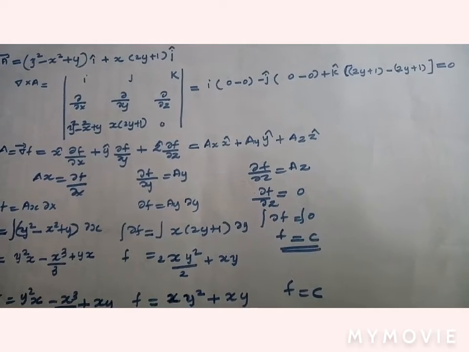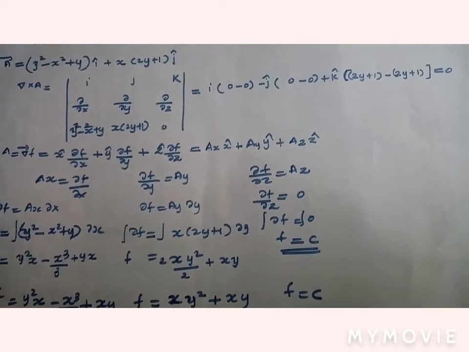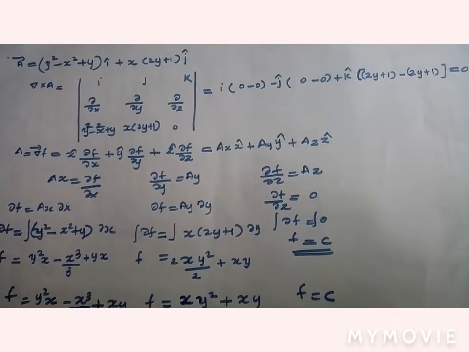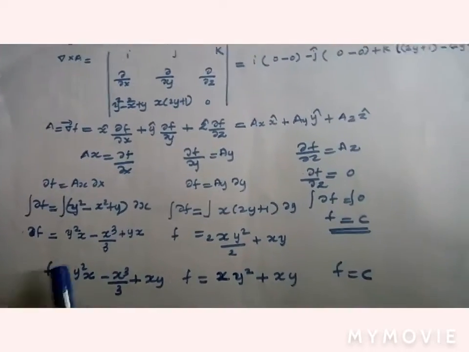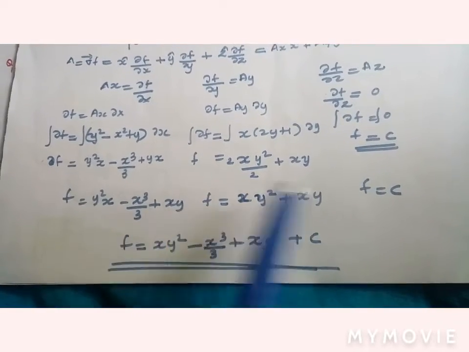From that we get ∂f/∂z equal to 0 because there is no z term in the A vector. So we get that f is equal to c from integration. We know that we have three different functions here.